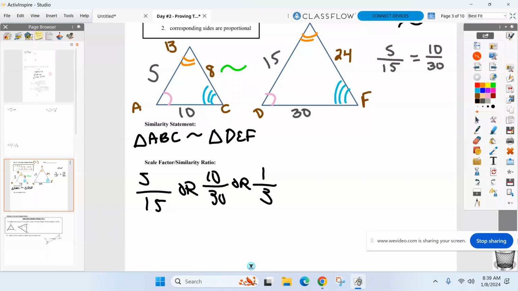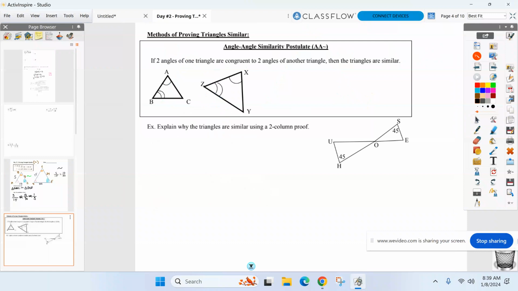Here's the first way. Angle, angle will prove triangles similar. That is awesome news for many of you, because all I need is 2 pairs of angles and I am finished. I don't need to know anything about the sides. If you show me 2 pairs of angles are congruent, we can stop. The triangles are similar.